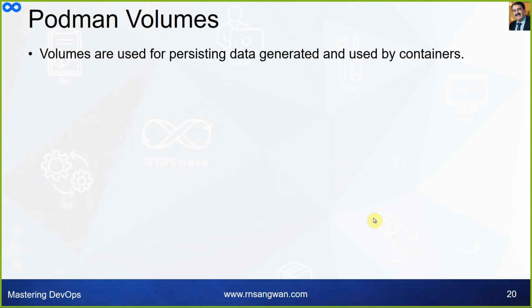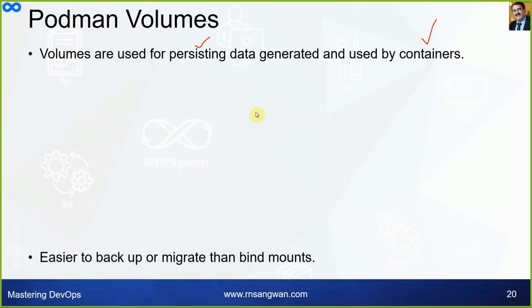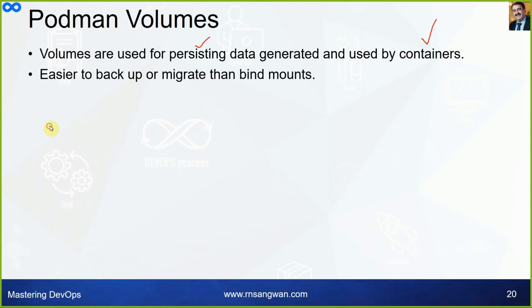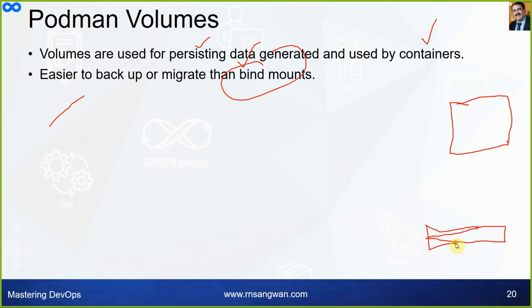Volume, that is storage. Volumes are for persistent data generated and used by containers, which you want to store outside the container. Easier to backup and migrate than bind mounts. What are bind mounts? Say you have a container running. Obviously, if you are running a database, you want to store the data on the disk. So you want to attach external storage to this container. How can we have that?